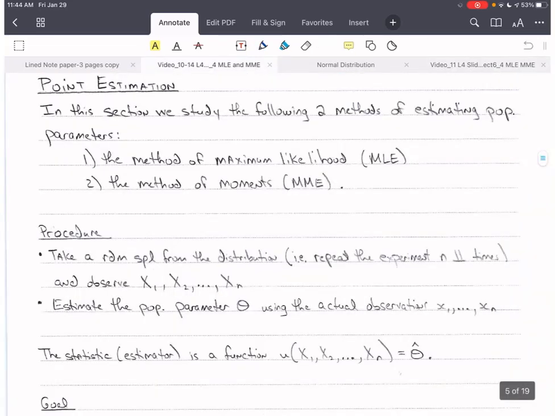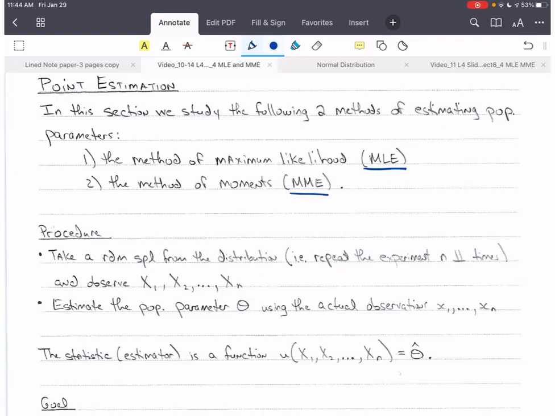So after our review, we're going to now start with point estimation. There are two methods that we're going to study for estimating population parameters. And these are both very important, and you'll see the MLE more often than you see the MME. So we'll see some reasons for that as we do some examples. So here's what the procedure is. We're going to take a random sample from whatever the distribution is. So that's one way to think of it, taking a random sample.